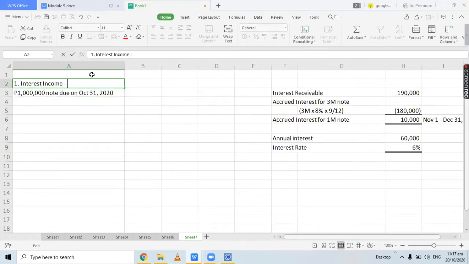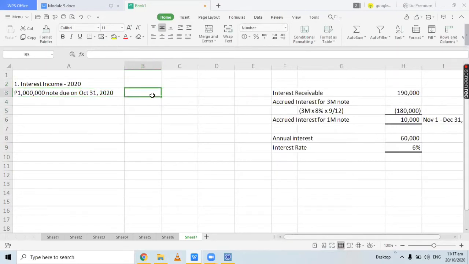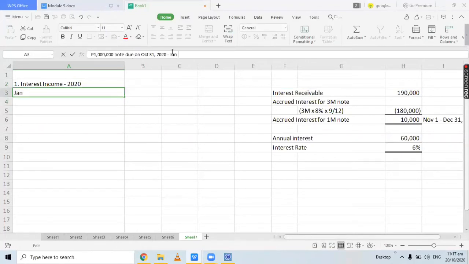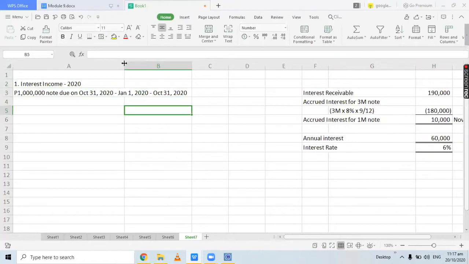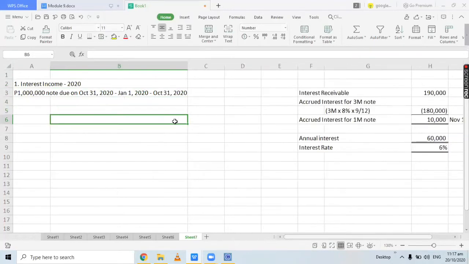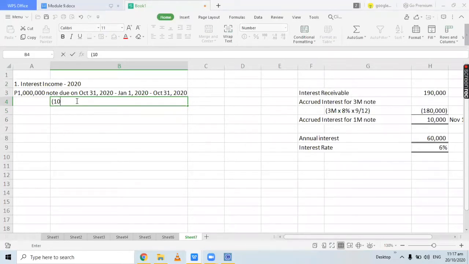Ayan. Then we can compute now for the interest income. Again, there is correction in the problem. 2020 dapat yan. Due on October 31, 2020. So we already recorded accrual from 2019. For 2020, from January 1, 2020 to October 31, 2020. Right? Kasi makakollect na naman na yung note on October 31, 2020. So 1 million times, we got the rate, 6% times, from January 1 to October, that's 10 months, 10 over 12.